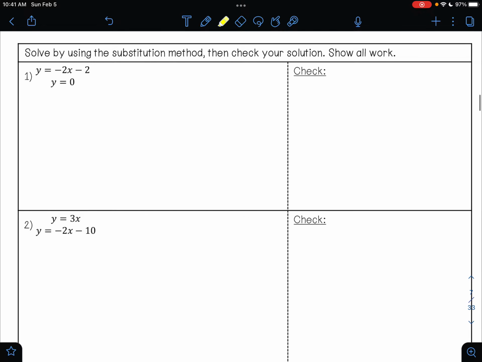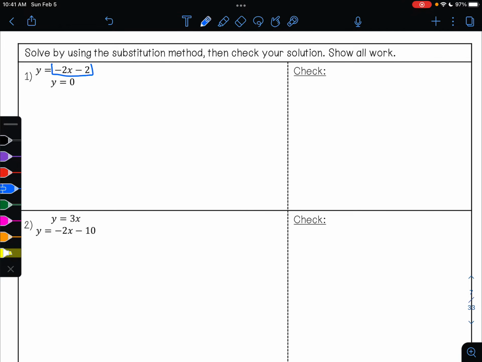So, it says solve by using the substitution method, then check your solution, show all work. You always want at least one of your equations to have either y equals or x equals. Lucky for us, in both of these equations, we both have y equals. So we have a variable that's isolated on one side. What you're going to do is you're going to take what y equals in one equation and plug it in for y in the other equation. So because both of these are y equals, I can just plug it in.